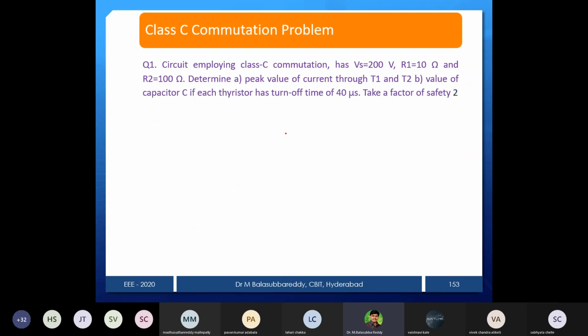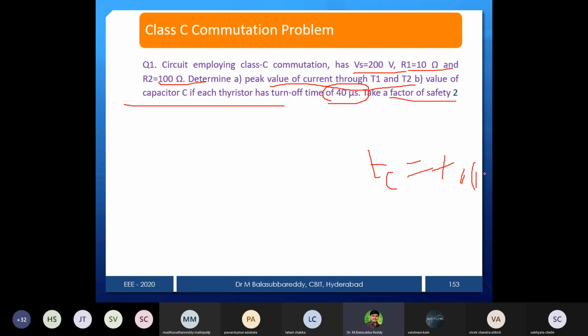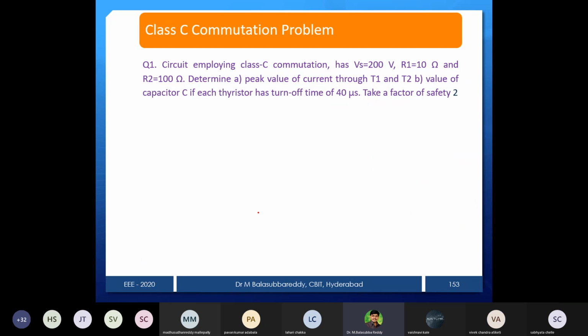This is the problem in class C commutation. Vs is given, R1 is given, R2 is given. Peak value of current T1, T2, and capacitor, they ask. Turn off time is 40 microseconds. Safety factor is 2. Wherever T off is there, we must use the circuit turn off time T off plus delta T. Normal formula will be, some time we have to give. So safety factor is given 2, so you just take it as 2 times of that.